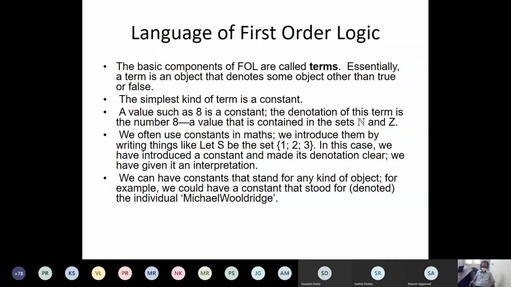Anyway, we were talking about the language of first order logic, and we have talked about terms, and we have talked about constants, which are terms. There are other terms. We will talk about it.